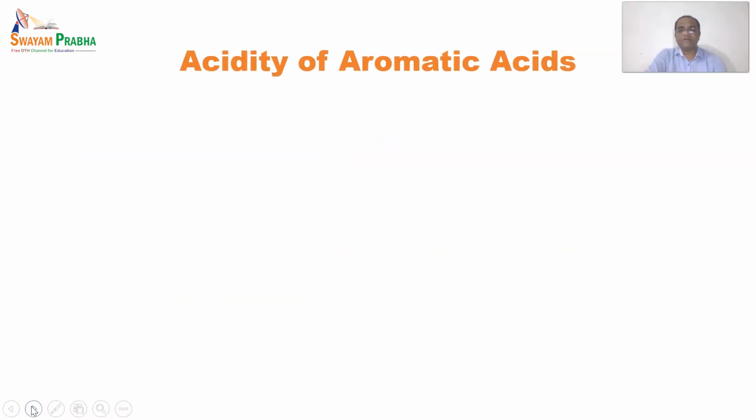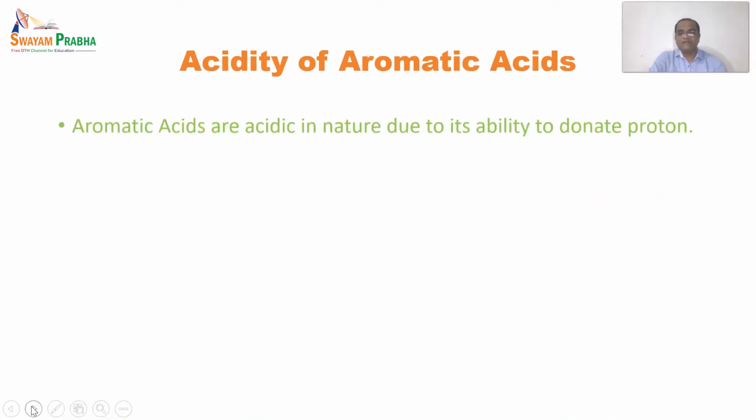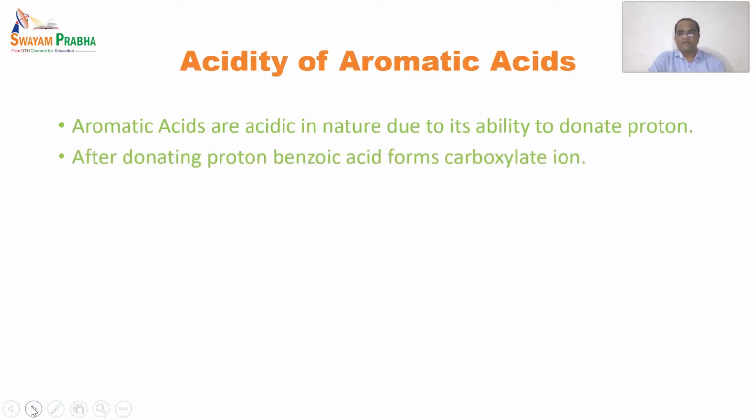Now coming towards the acidity of aromatic acids. The name itself indicates that the compounds are acidic. But why are they acidic? Aromatic acids are acidic in nature due to their ability to donate a proton. As per Arrhenius theory, compounds which have the ability to donate a proton are said to be acids, and those which can accept a proton are said to be bases. Whatever we saw in the last session on amines, they can accept protons, which is why they are said to be bases.